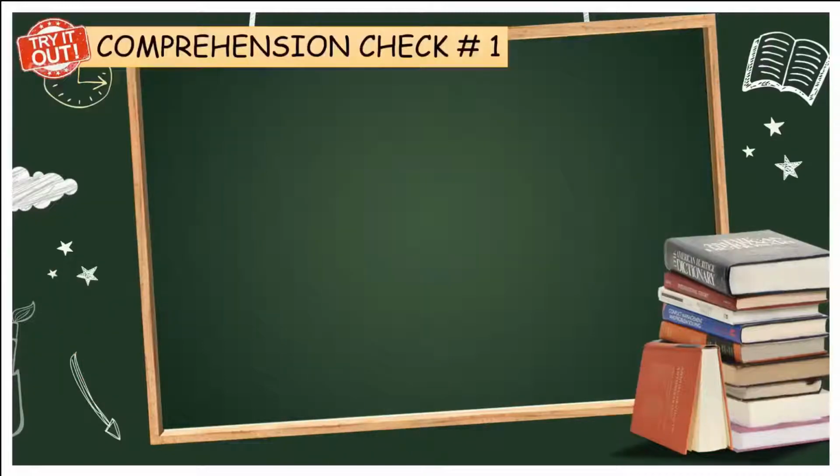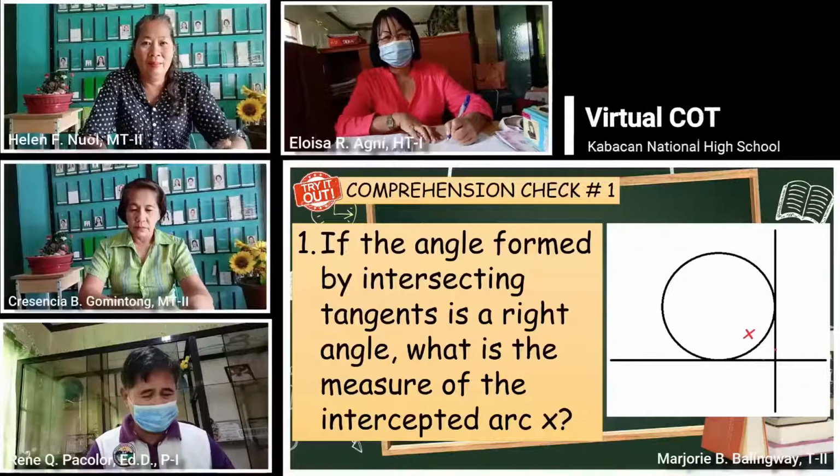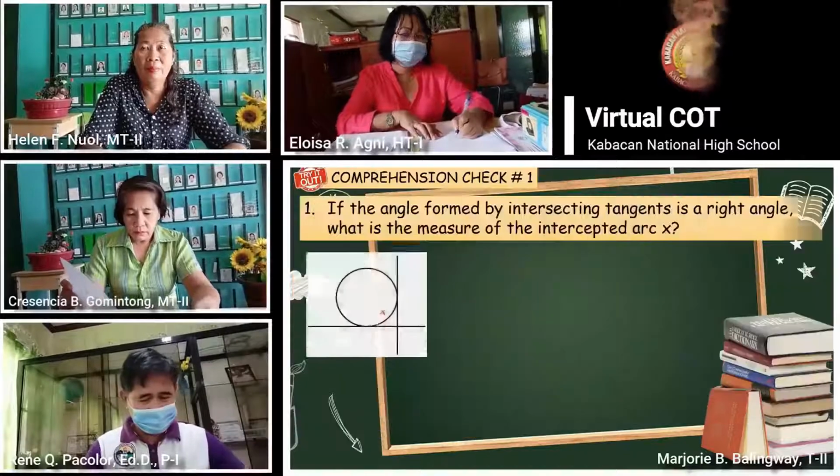It's time for you to answer an activity that will let you apply what you have learned from our lesson. Number 1. If the angle formed by intersecting tangents is a right angle, what is the measure of the intercepted arc x? Let's have the solution.